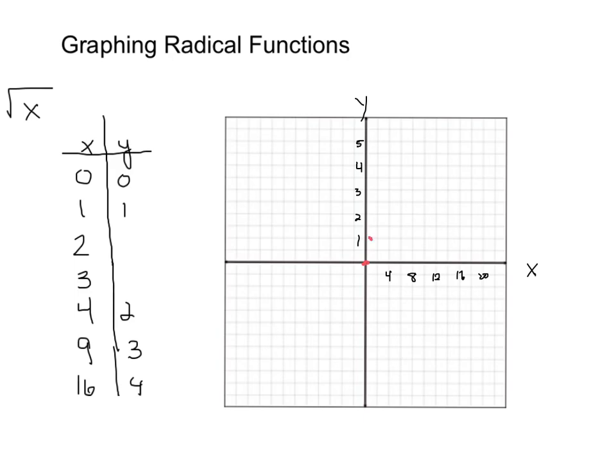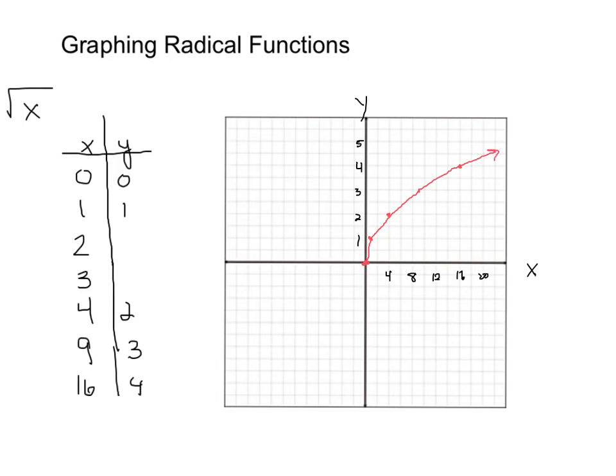we have 4, 2, 9, 3, and last but not least, 16, 4. Okay, so you can see that this is not a straight line. This is a curve. If we continue off to the right and keep picking larger numbers, if you think about 25 or 36, we'll continue to go up. We'll go to 5 and 6. So we would assume that as we go to the right, we'll have continuation, an arrow.